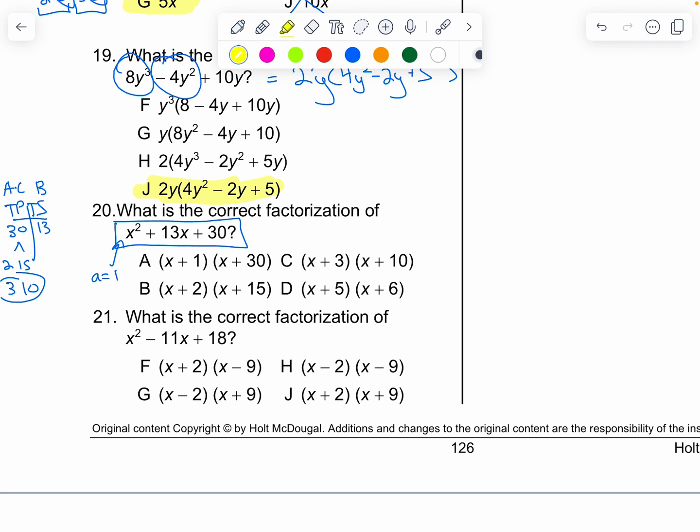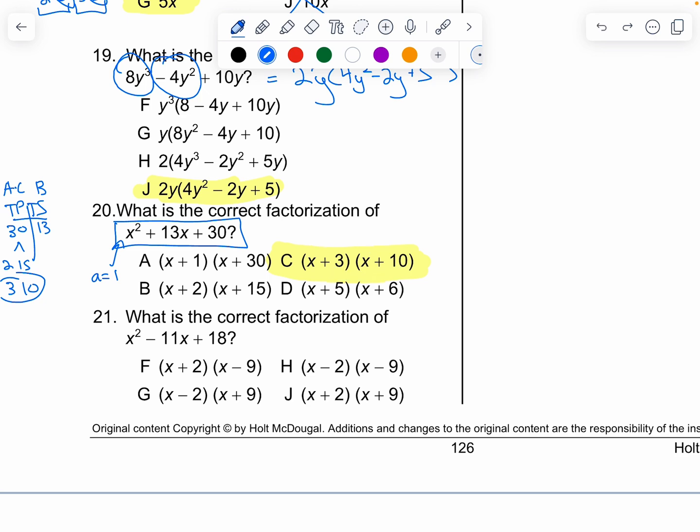So because a is 1, we can jump straight to x plus 3 and x plus 10 being our two factors. The 3 and the 10 written with x's. They're both positive. That fits. If you're doubting your answer, you can use the box method or FOIL, first, outside, inside, last, and you should get the original equation.